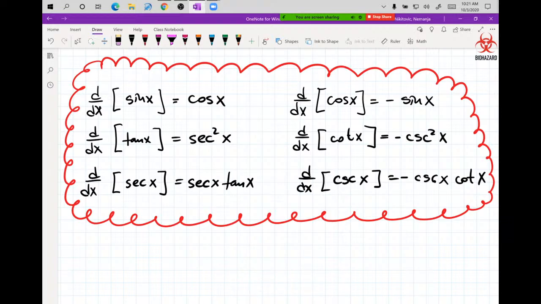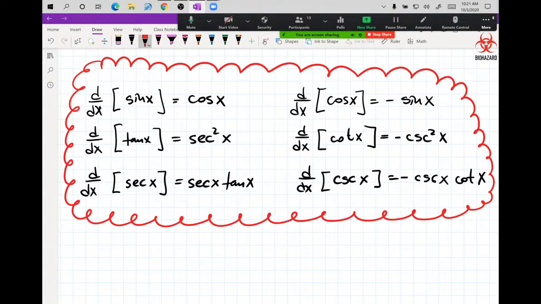Perfect. So we see the form, right, that if you have a tangent, which is sine over cosine, and cotangent, which is cosine over sine, it is going to be squared and squared. Excellent. That's one of them. What else?